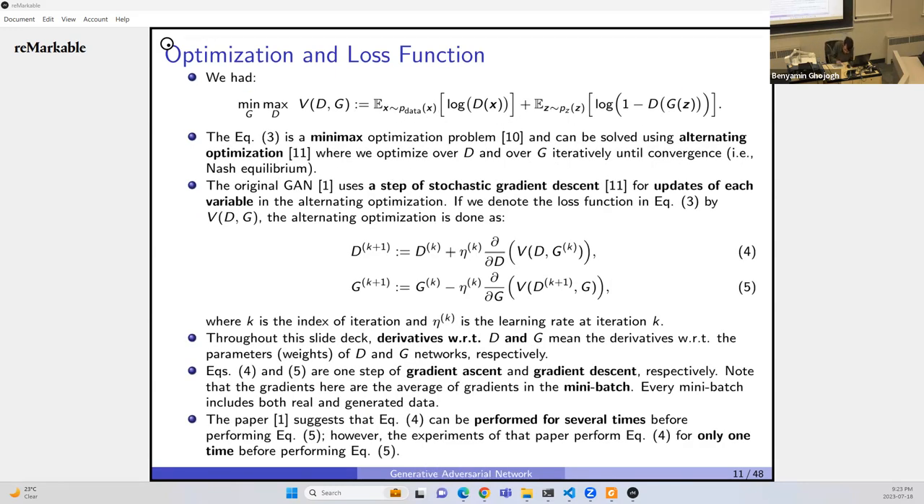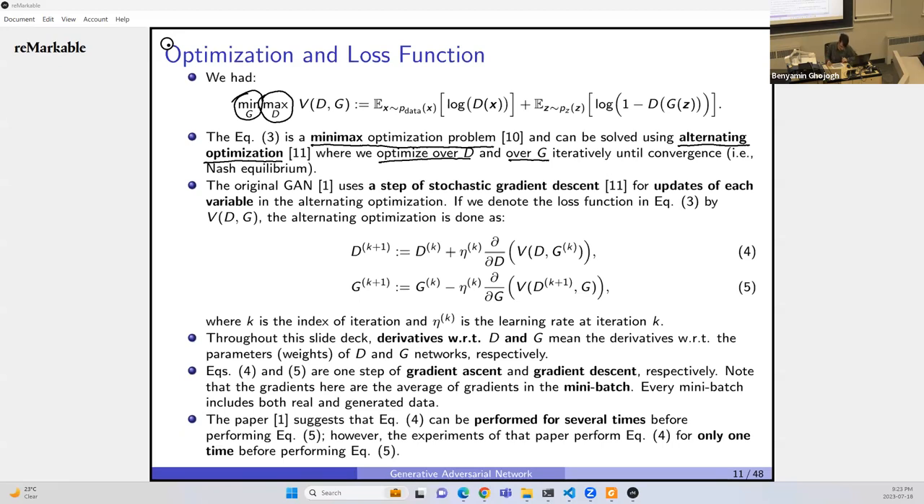As you see, this is a min-max problem, also called a minimax optimization problem. Minimax and maximin are very important optimization problems in game theory. We can use alternating optimization where we optimize over D and then over G iteratively. Once we assume G is constant, we optimize with respect to D. Then we assume D is constant and we optimize with respect to G, and we do it iteratively. For more information on alternating optimization, see my optimization course on YouTube.